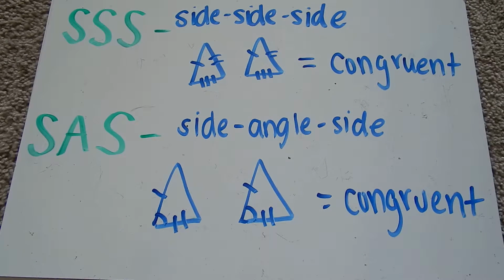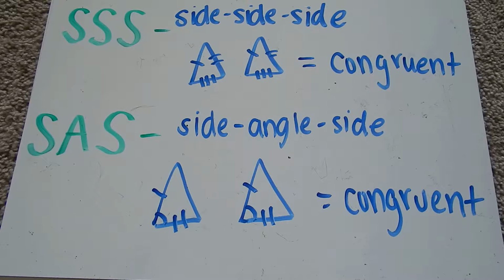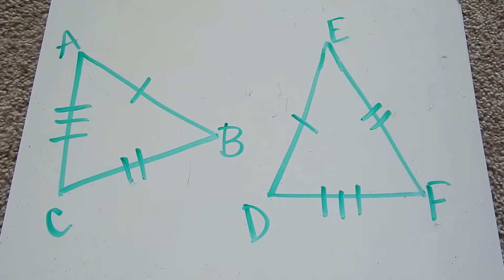Okay, so in our examples, we are going to determine yes or no, are the triangles congruent, and how do we know? So if it's congruent, is it by side, side, side, or side, angle, side? So here's our first example.